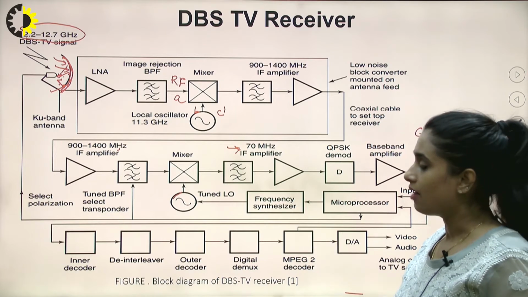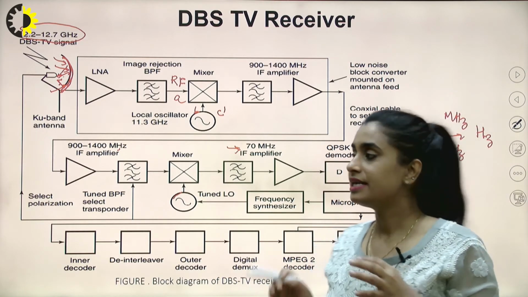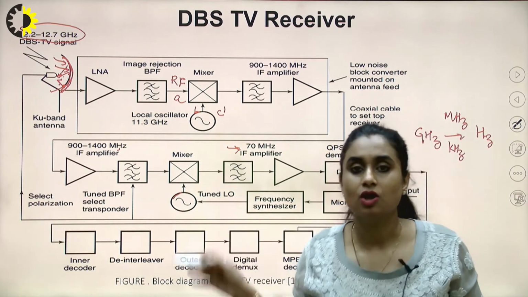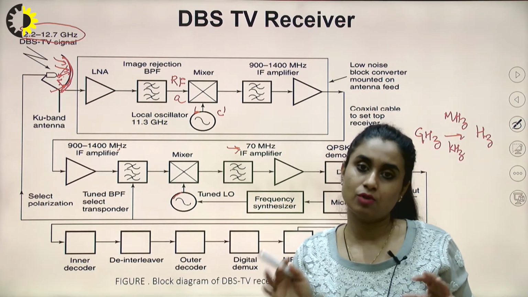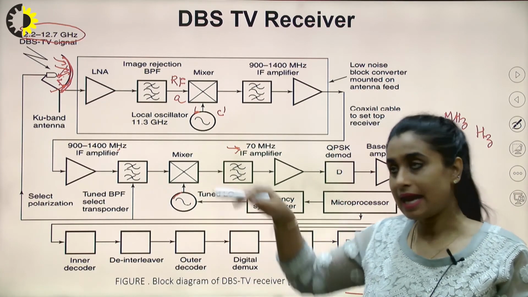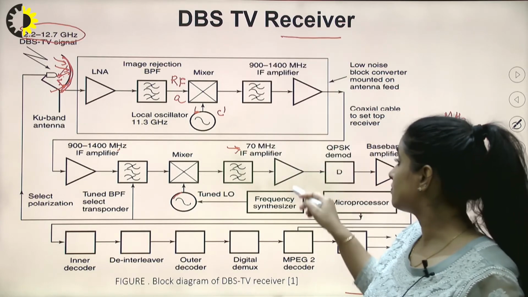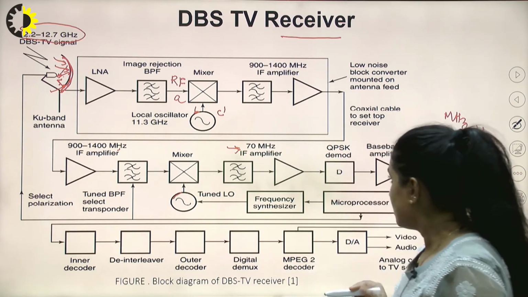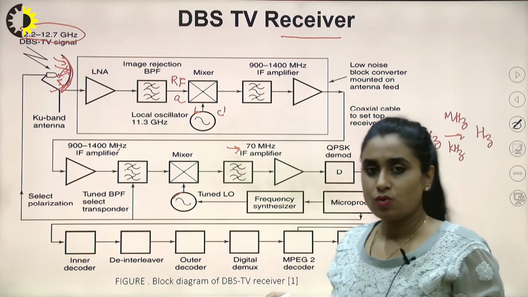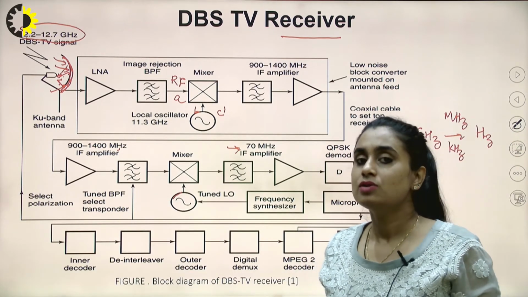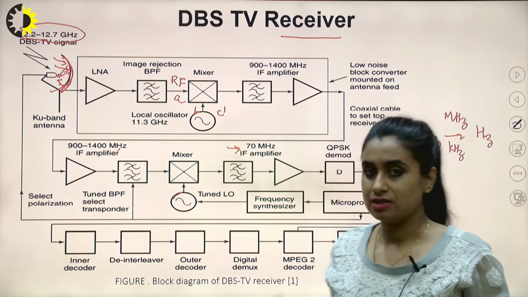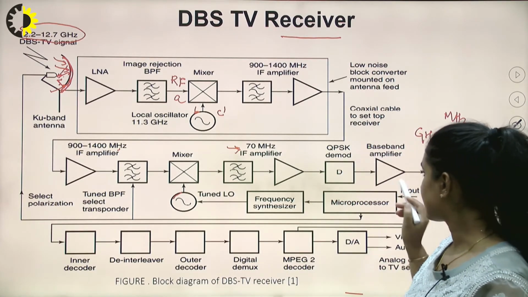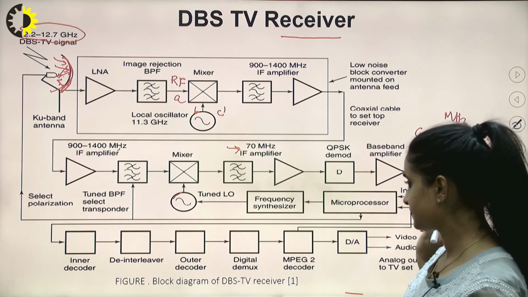Then after signal extraction, demodulation has to be applied, because any signal which has traveled a long distance must have been modulated at the transmitter. So as this is the receiver, I have to perform demodulation, demultiplication, right? Usually the signal transmitted was a QPSK signal, so I'll be using a QPSK demodulator here. After the QPSK demodulator, the signal is again amplified, right?